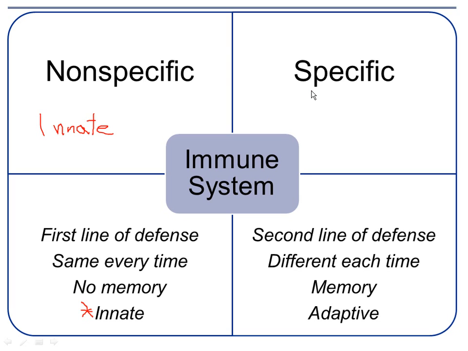The other part of our immune system is your specific or adaptive immune response. This thing doesn't happen first. It's your second line of defense. It's different every single time you do it because it's customized to specific antigens. But the beauty of it is it maintains memory.